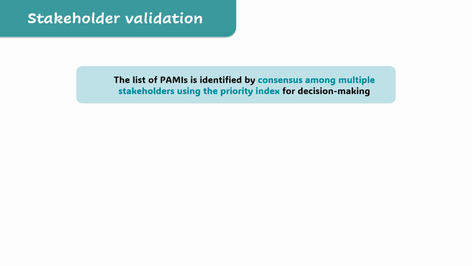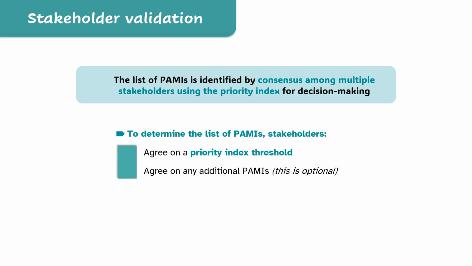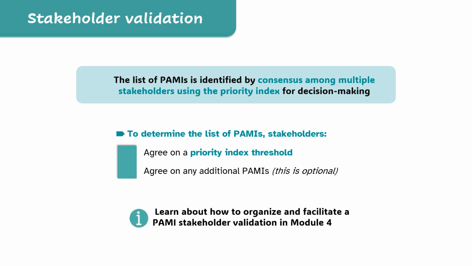Decision-making on PAMI should be achieved by consensus among multiple country stakeholders, taking into account the priority index to make informed decisions. To determine the list of PAMI, stakeholders decide on a threshold for the priority index. In addition, if it was determined that in some geographic units, the priority index lacks reliability, stakeholders may also identify additional PAMI based on their vulnerability to cholera. You will learn more about how to organize and facilitate a PAMI stakeholder validation in Module 4 of this course.